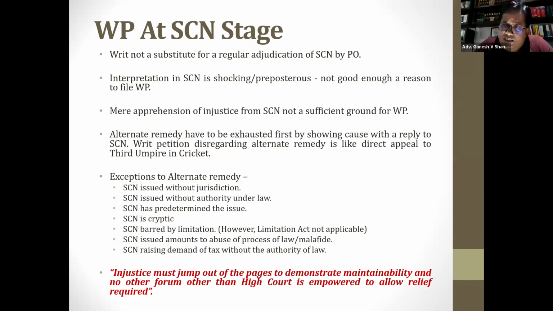measure to check there is no undue delay or laches on the part of the taxpayer, on the part of the aggrieved person, to approach the High Court. But even if there are cases where the aggrieved person goes beyond the limitation time prescribed in the Limitation Act, because it's extraordinary jurisdiction, depending on the specific facts and situation, High Courts have allowed those petitions to be admitted. So the Limitation Act is not applicable.